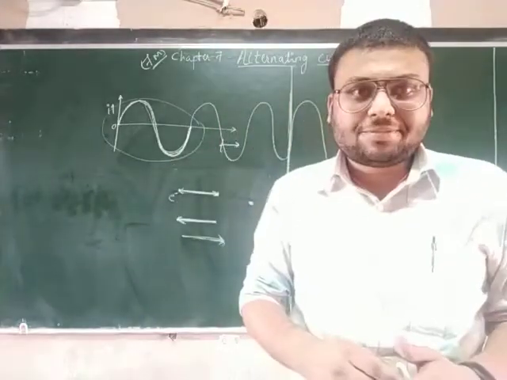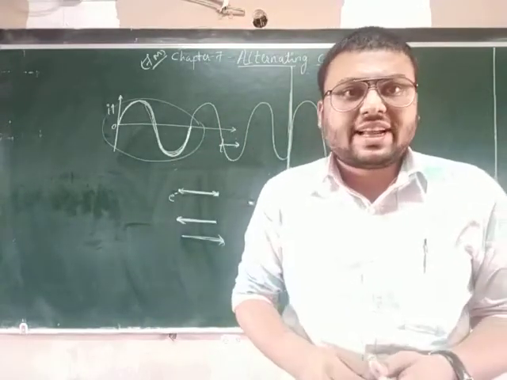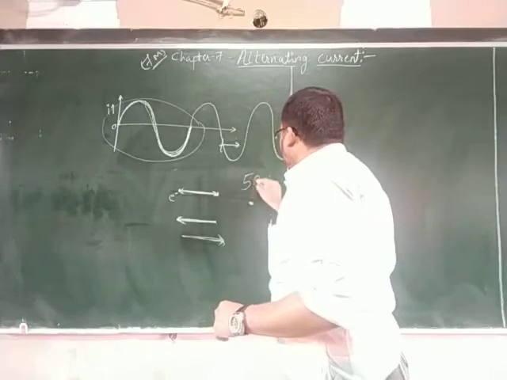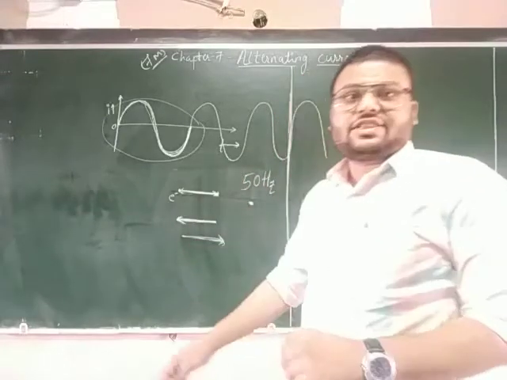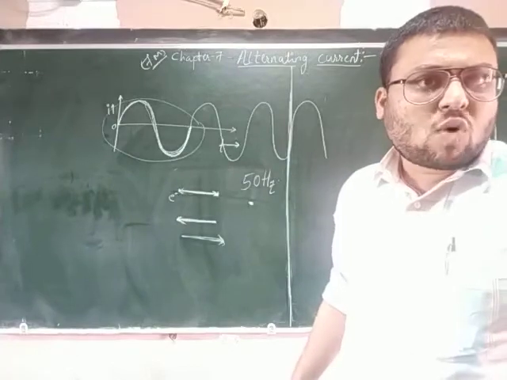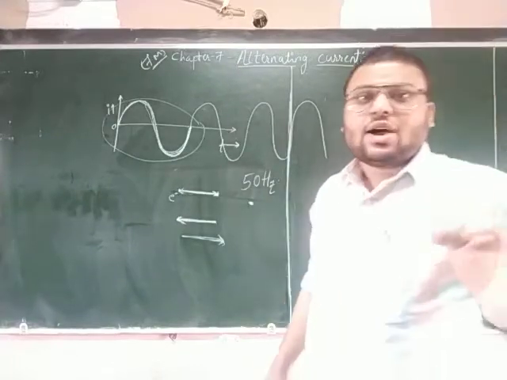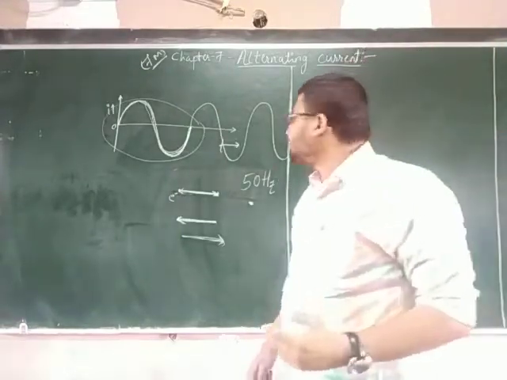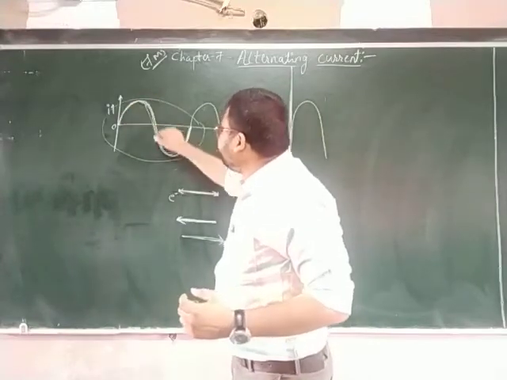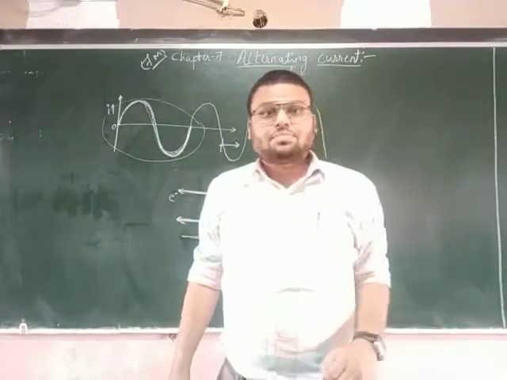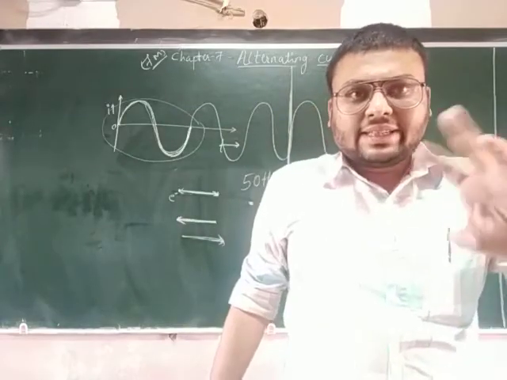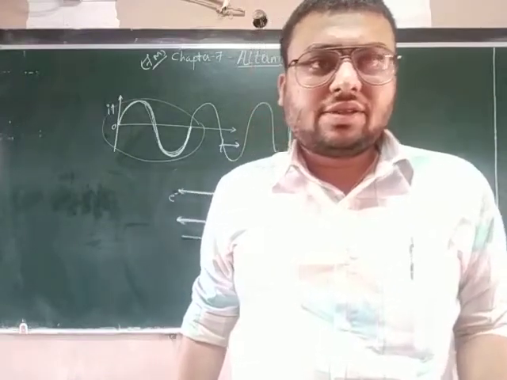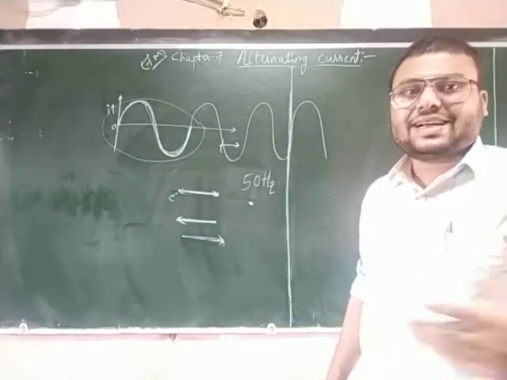I think all of you know that. In India, what is the frequency of alternating current? 50 Hz. In India, 50 Hz is the frequency of alternating current. That means in 1 second, whatever current we are using in our home, in office, 50 such cycles will be generated. That is the 50 Hz that we use in our day-to-day life.